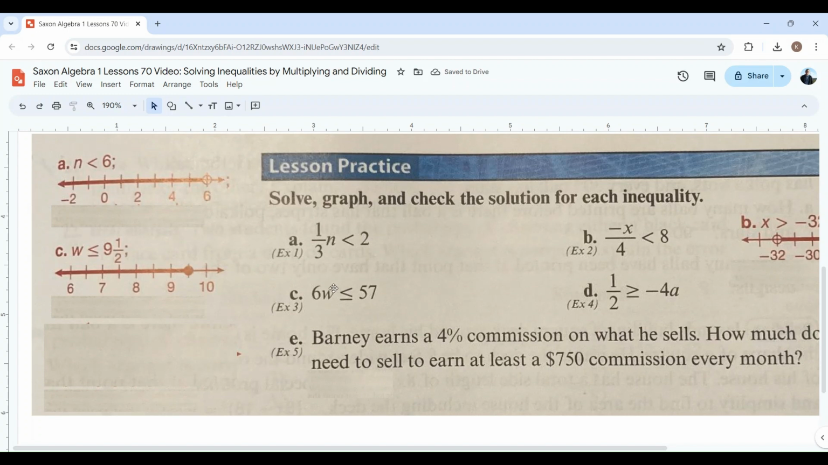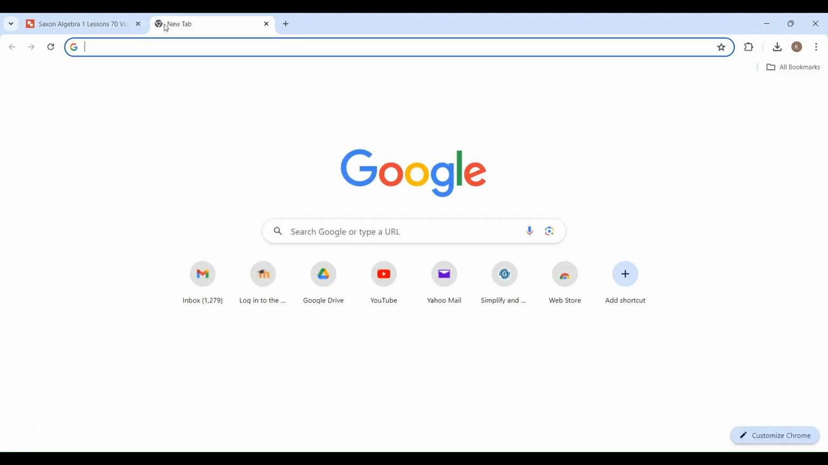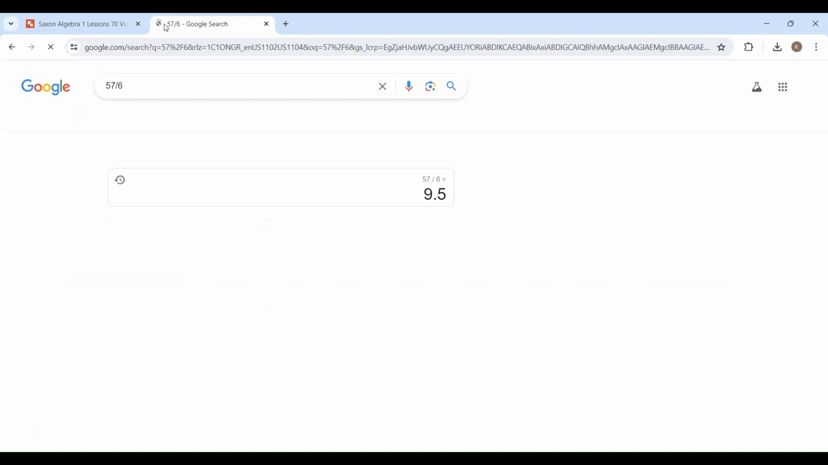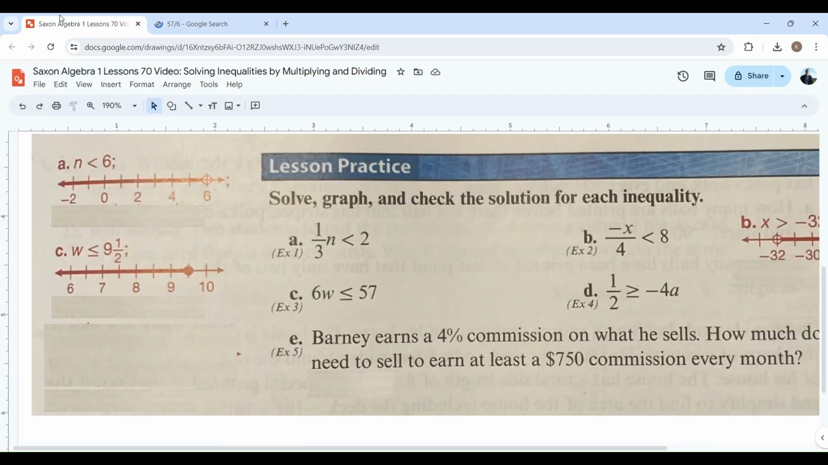Hold on, I must have done this one wrong. Let me just think about this for a second. 57 divided by 6. I tried to do that one in my head. 9.5. Of course, because 9 times 6 is 54, and then I need another half of 6 to get up to 57. So it's 9.5. W is less than or equal to 9.5 is the answer to that one. Notice that the sign did not flip.